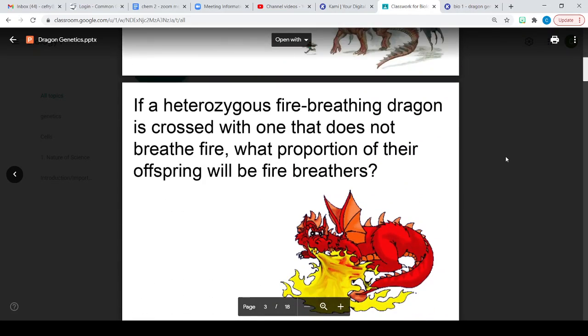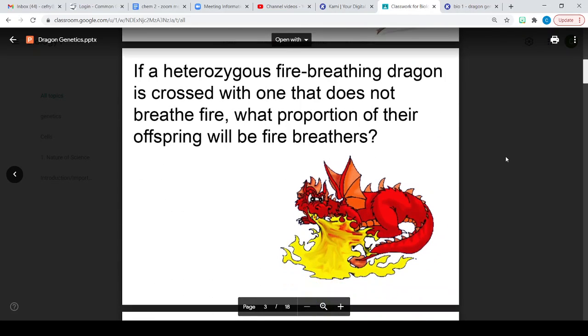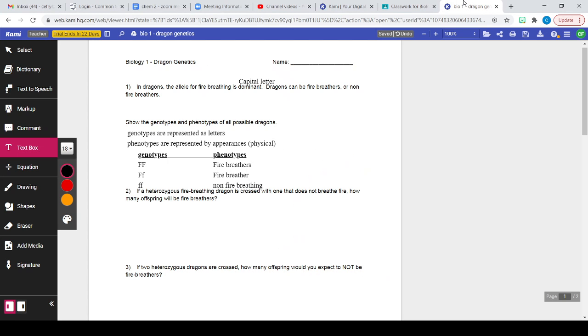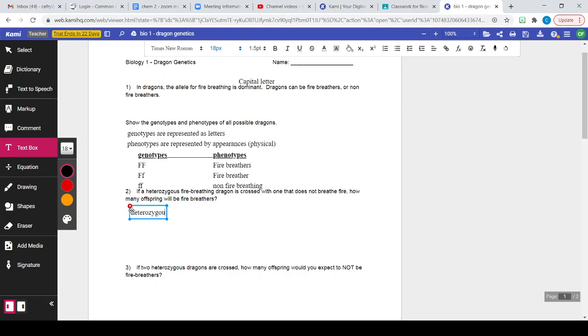Let's see here. Here we go. Okay, so here's number 2. If a heterozygous fire-breathing dragon is crossed with one that does not breathe fire, what proportion of their offspring will be fire breathers? All right, so there's some things I need to talk to you guys about in here. So first off, something that I'm going to have you write down, like I said, these are used as your notes. So you want to write these down.